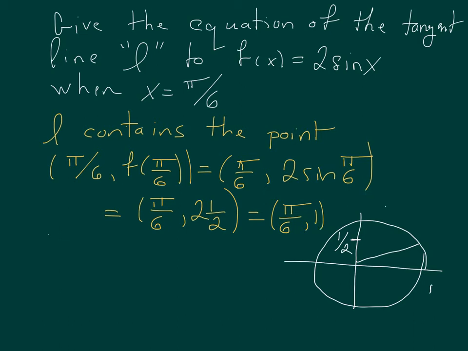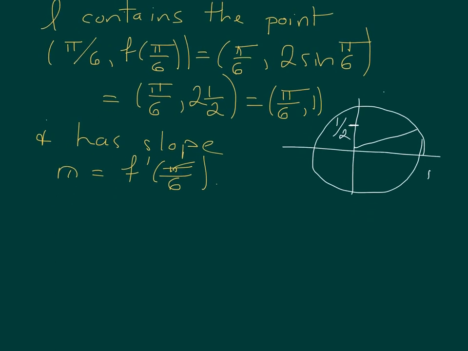So, as we said, our tangent line L to f of x at pi by 6 is going to contain the point pi by 6, f of pi by 6, which we now know is pi by 6, 1, and has slope m equal to the derivative of f at pi by 6. So what's f prime of pi by 6?